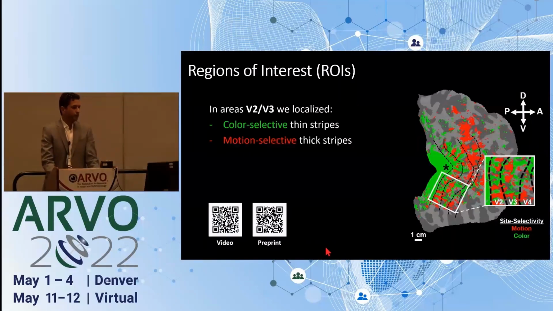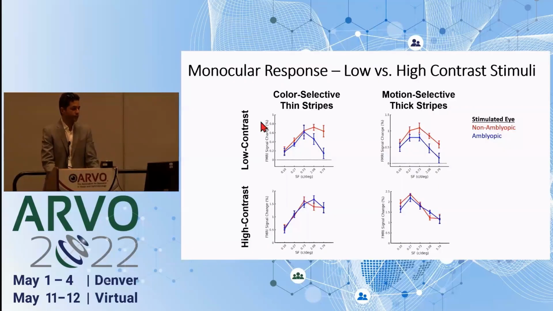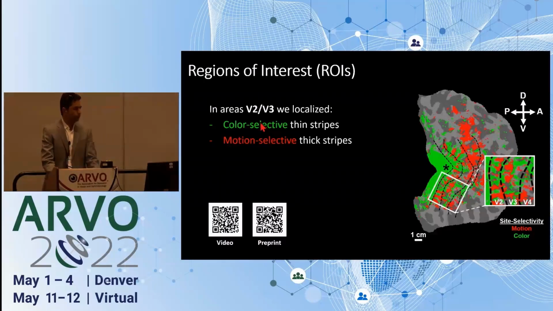And regions of interest, as I told you, thin and thick stripes. Thin stripes were localized based on their color selectivity, and my apology.